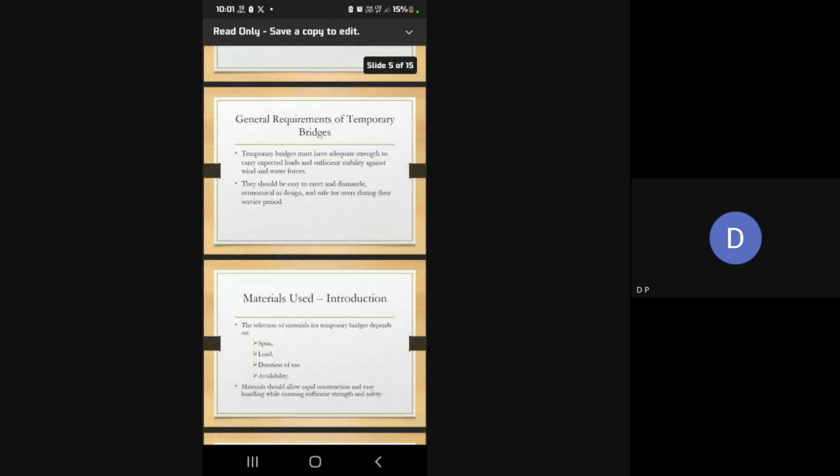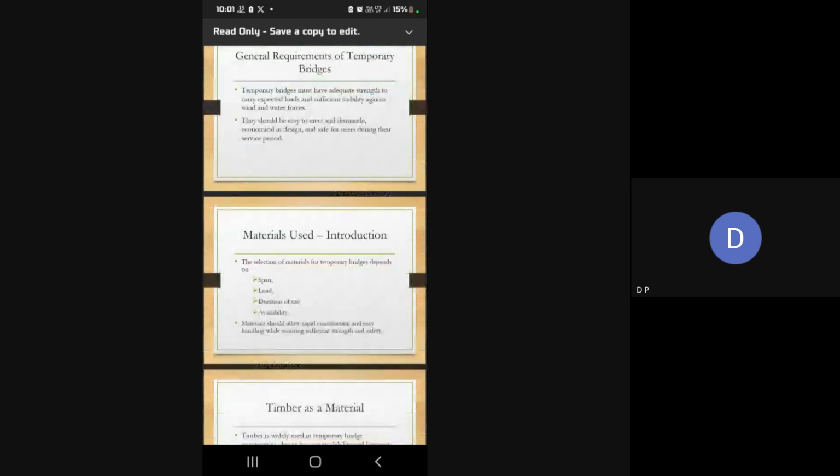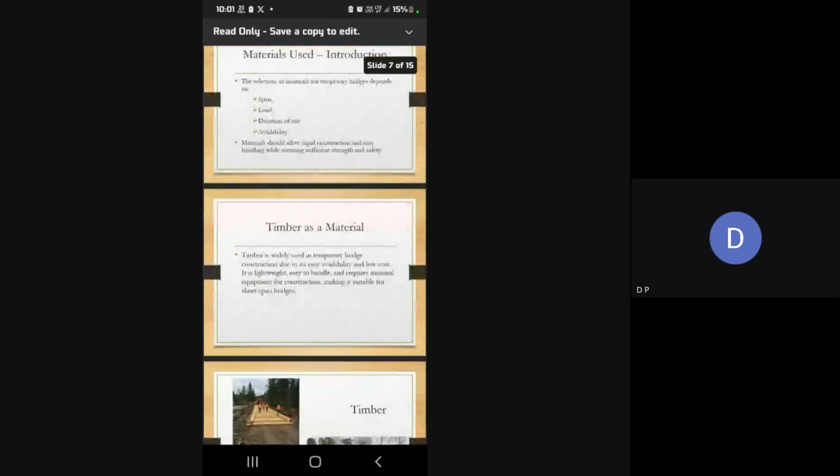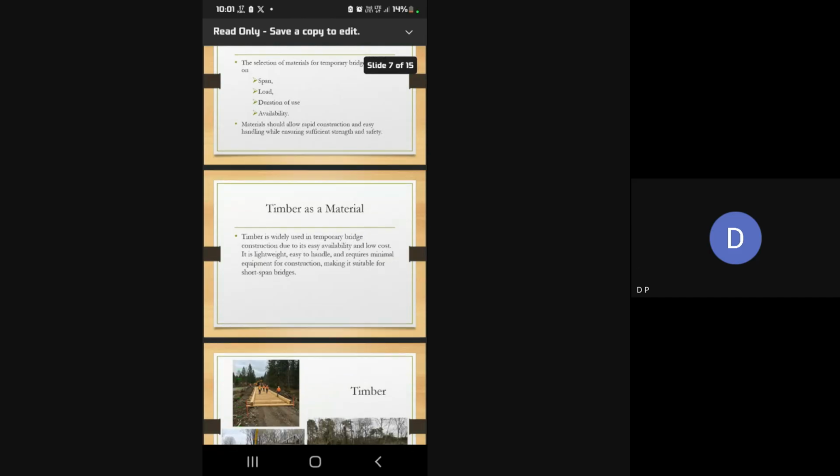Material used. The selection of material for temporary bridges depends on span, load, duration of use, and availability. Material should allow rapid construction and easy handling while ensuring sufficient strength and safety. Some materials are timber, which is widely used in temporary bridges due to its easy availability and low cost. It is lightweight, easy to handle, requires minimal equipment for construction, and makes it suitable for short-term bridges. Some examples are given below.